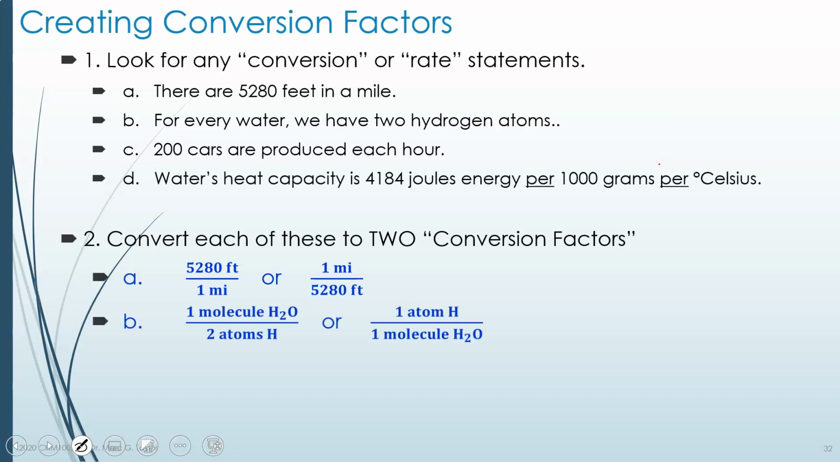Now looking at C, this is a rate. 200 cars are produced each hour.